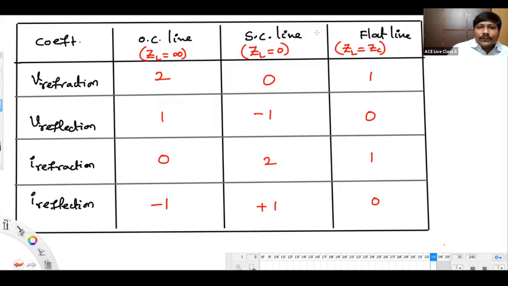In tomorrow's class, we'll do some problems on these calculations of reflections and refractions, and then we'll move on to voltage control.